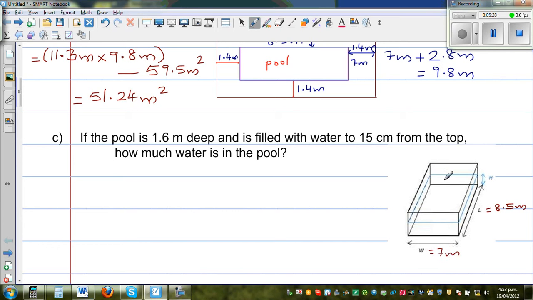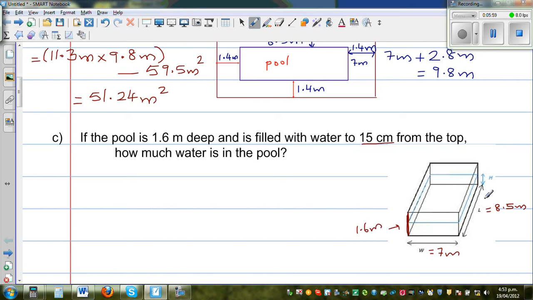Okay, so imagine this is a pool, and it says that the pool is filled with water up to 15 centimeters from the top. So this is 15, the total height. Okay, so the total height is this height, so let me draw this. So this is 1.6 meters.